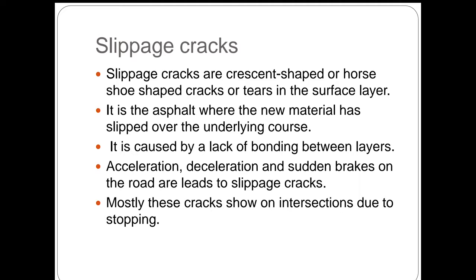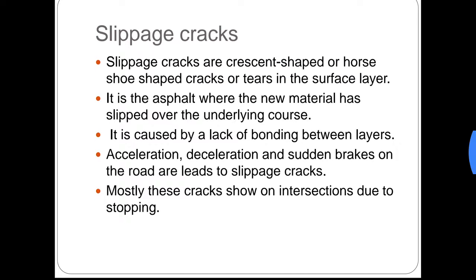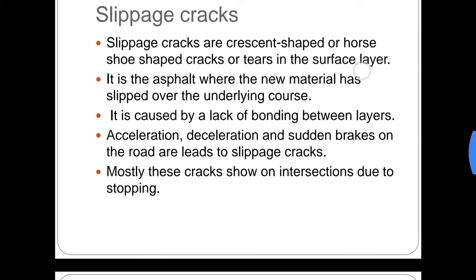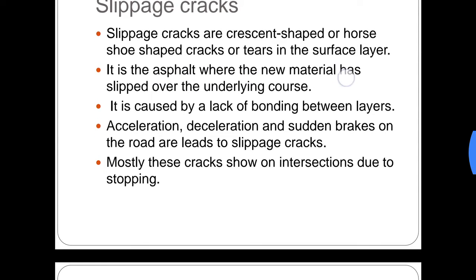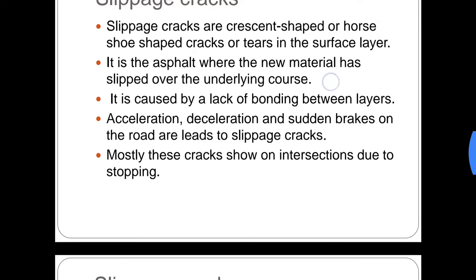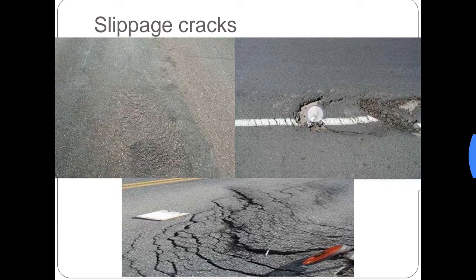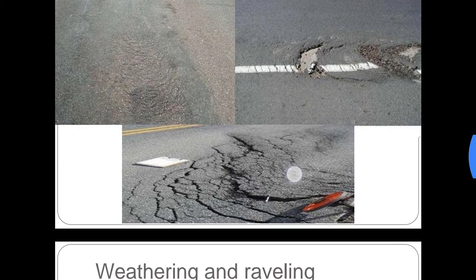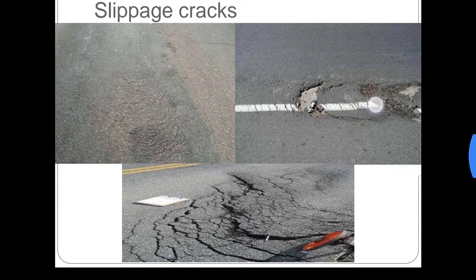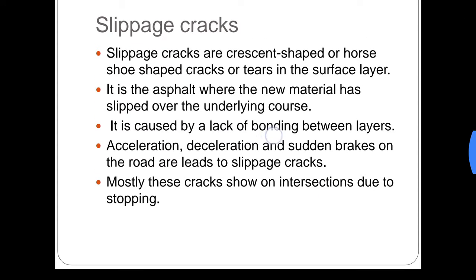We'll now move to the next type of defect, that is slippage cracks. Slippage cracks are crescent shaped or horseshoe shaped cracks or tears in the surface layer. It is the asphalt where the new material has slipped over the underlying course. As you can see here, if the top layer or the surface course slips over the underneath layer, then we can observe these types of cracks. This is known as a slippage crack. It is caused by lack of bonding between layers.